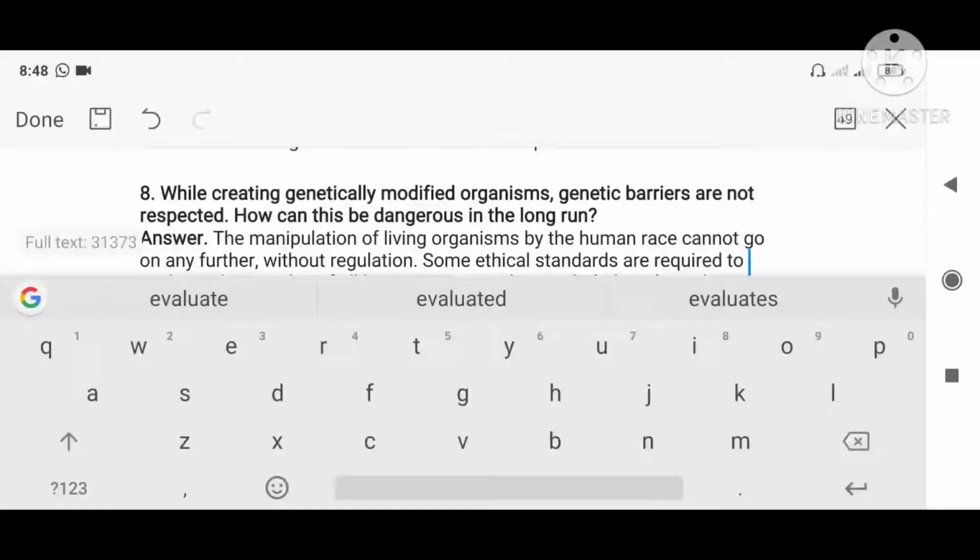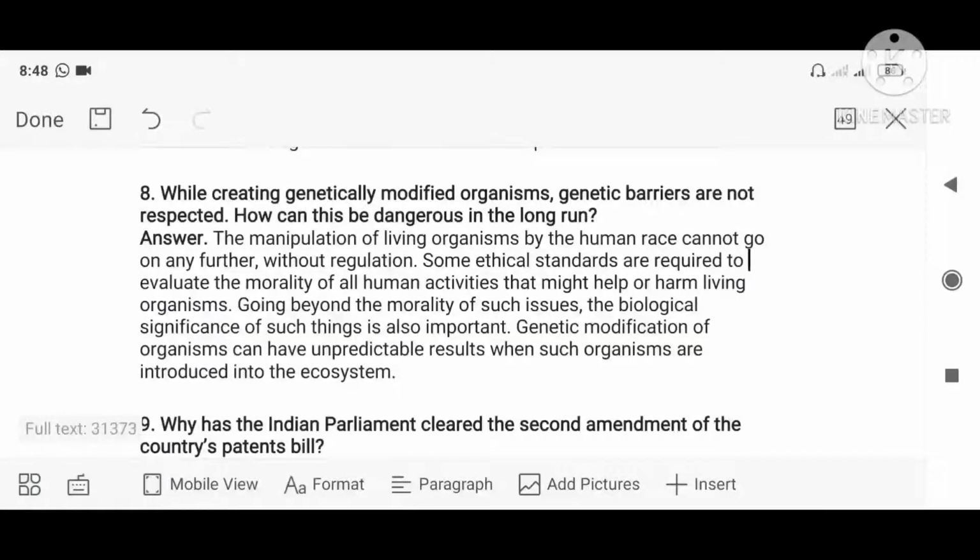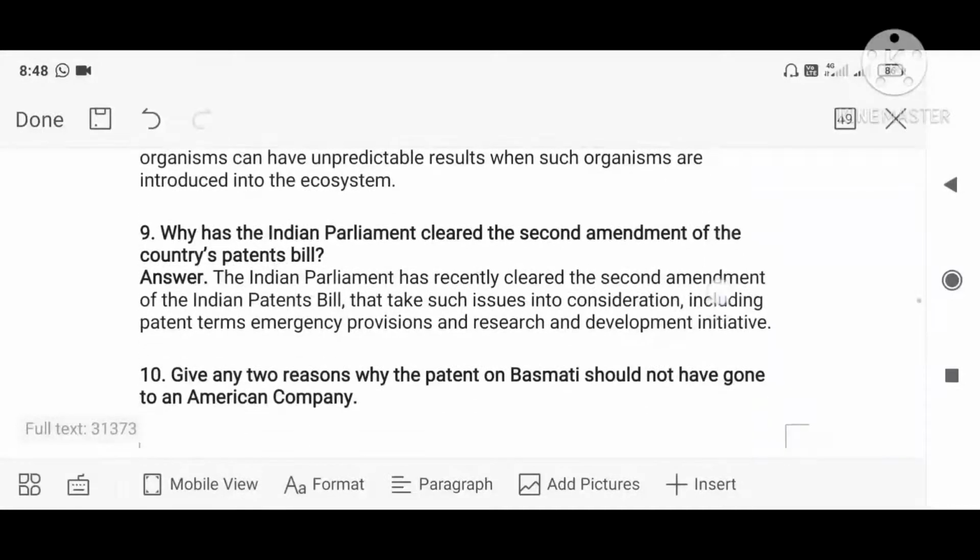So, genetic barriers, if you are not respecting them, you have to get approval from the committee, and only after the approval, maintaining all ethical issues, you should go for the process. If you go for it randomly, sometimes it may give a very dangerous effect which can even cause the death of the human race as well. So, we have to be very careful when we are developing genetically modified organisms.